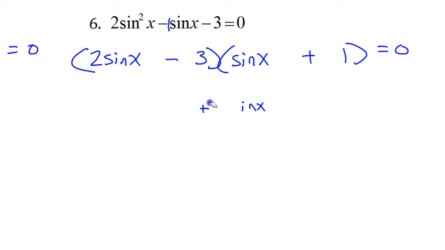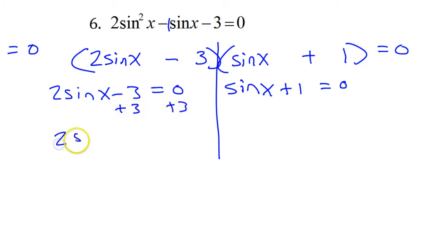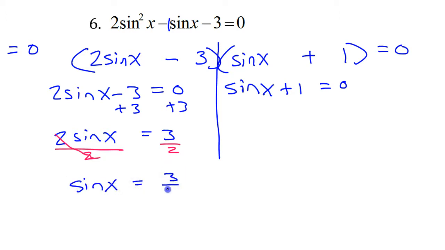So now that we have factored it, we can use the zero product property and set each one of these factors equal to 0. So on the left side, 2 sine x minus 3 equals 0, or sine x plus 1 equals 0. We're going to solve each of these. Here I'm going to add 3 to both sides, so that gives me 2 sine x is equal to 3, and then I'm going to divide by 2. So those cancel each other out. Now I have sine x is equal to 3 over 2.